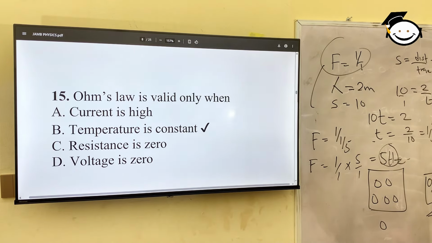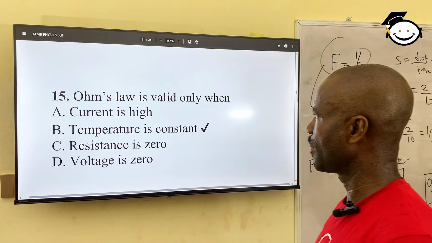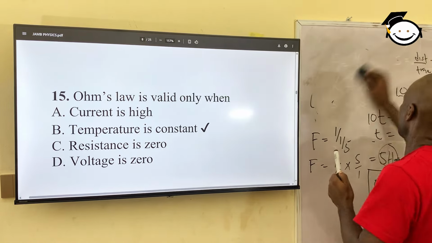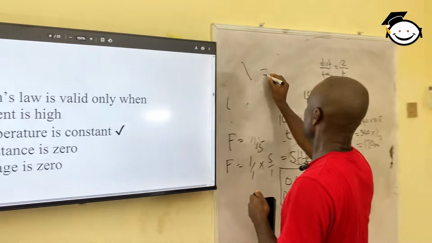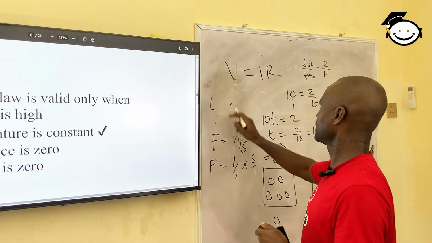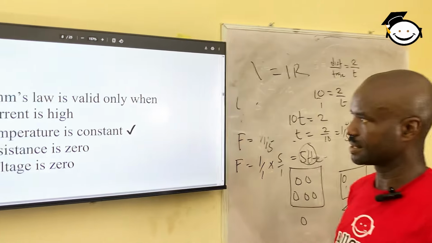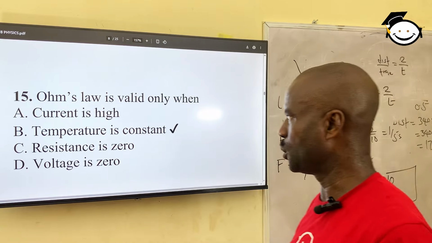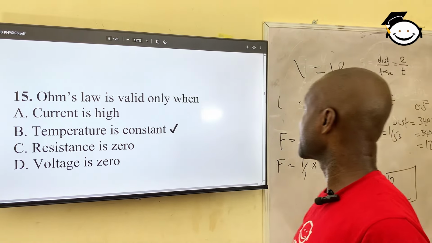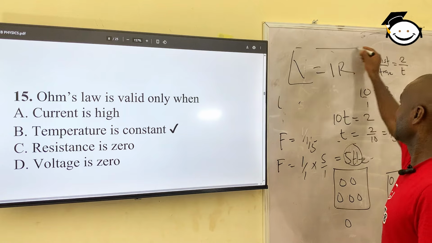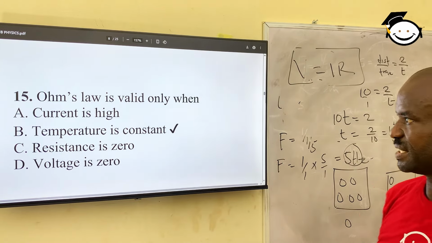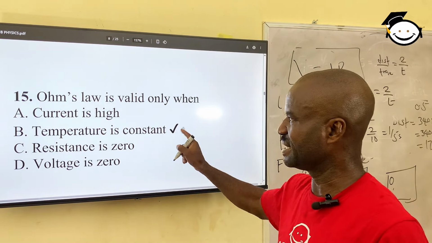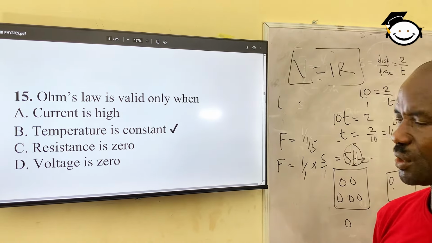Question 15. Ohm's law is valid only when, you know Ohm's law? Mathematically, Ohm's law states that V equals IR, where V is the voltage, I the current, and R the resistance. So Ohm's law is valid only when current is high? No. Temperature is constant. You can see there's no temperature here. At constant temperature, Ohm's law is valid. Resistance is 0? No. Voltage is 0? No. The correct answer is B, when temperature is constant.